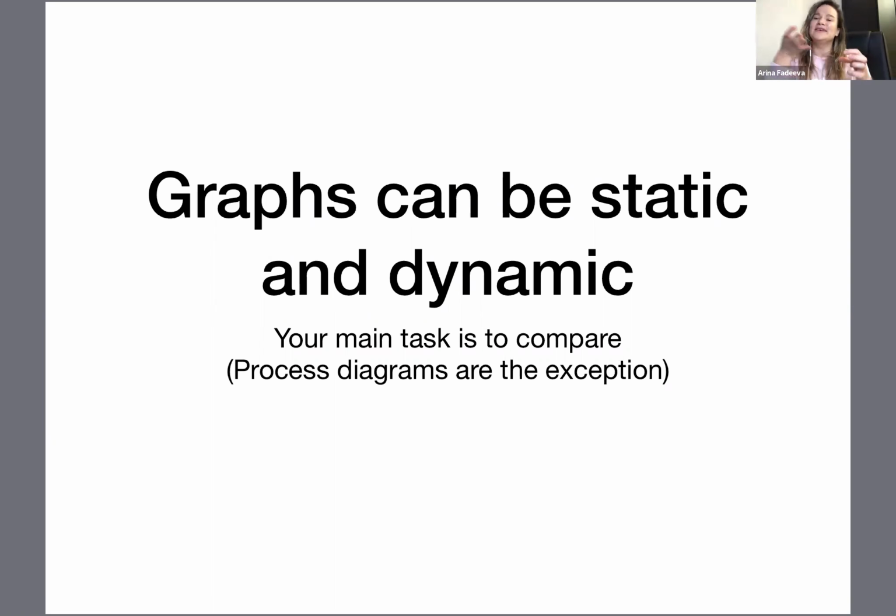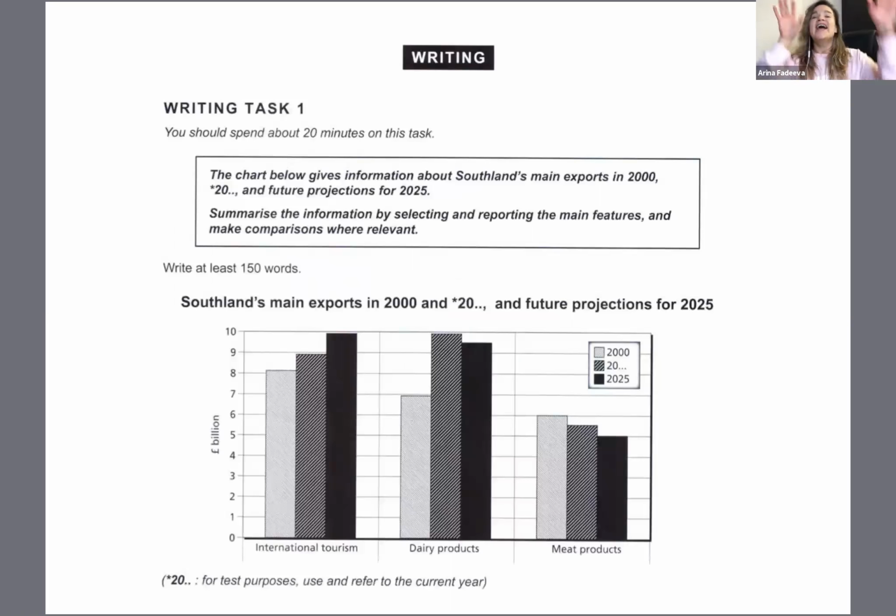So graphs can be static and dynamic, okay? And your main task is to compare, not just to enumerate the data, and not just say increased, decreased, fell, rose, and so on, one by one. No, you group the data and you compare, and you say that this increased significantly while this decreased slightly compared to this. Okay, just learn to compare, because it's your task. That's how a typical IELTS writing part 1 looks like, all right?